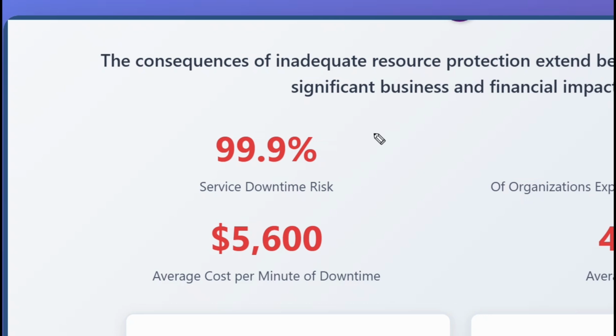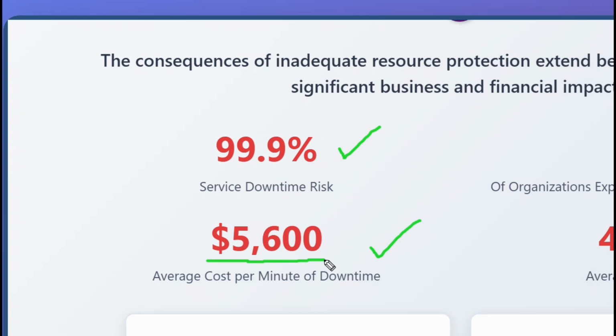Now let us walk through some statistics with emphasis. The first one was 99.9% service downtime risk. Almost every organization is at risk of downtime if the containers aren't properly limited. The second point was the average cost per minute of downtime, which is 5,600 US dollars. Just 1 minute of downtime can cost around 5,000 US dollars.